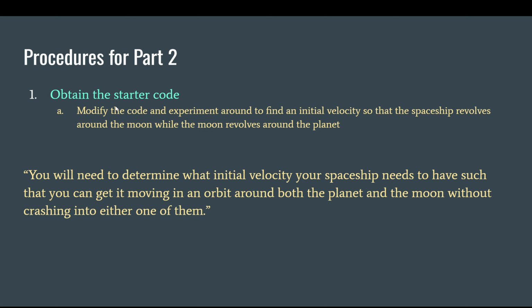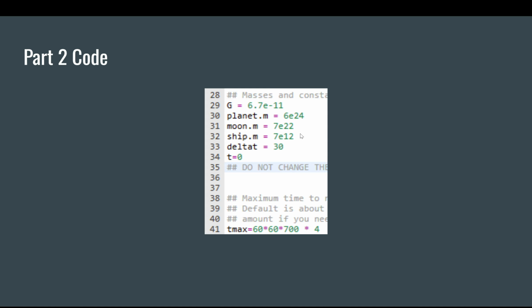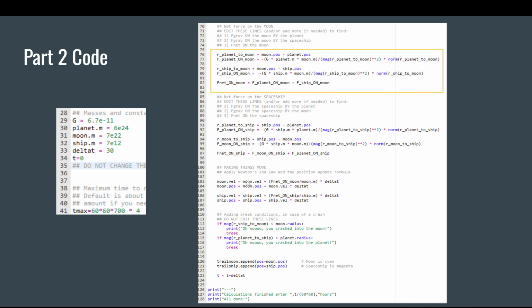Okay, moving on to part 2. We're going to have a starter code, and this is our mission statement. We're going to want to modify the code and experiment around to find an initial velocity so that the spaceship revolves around the moon while the moon revolves around the planet. Again, here's our initial setup. I changed Tmax to be times 4, so it's 4 months.